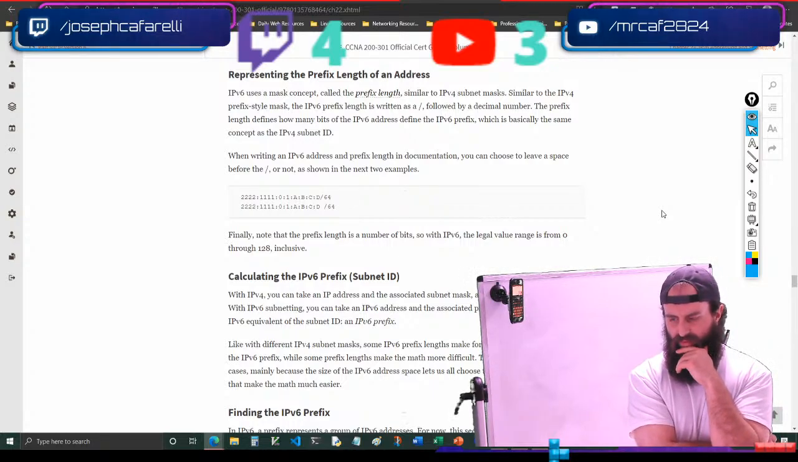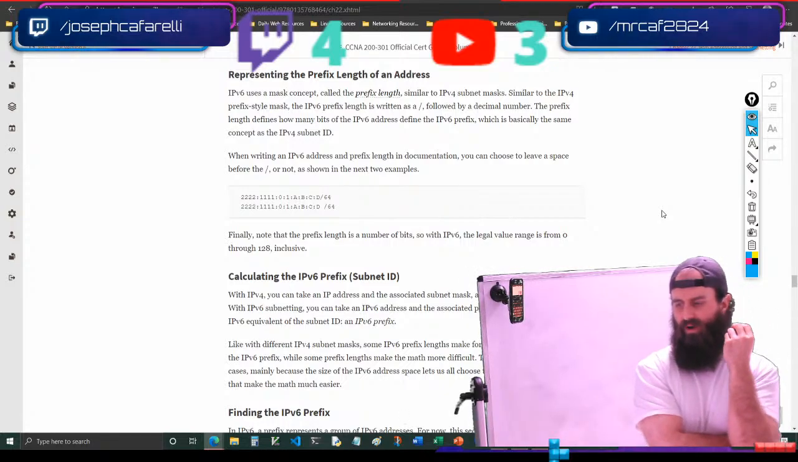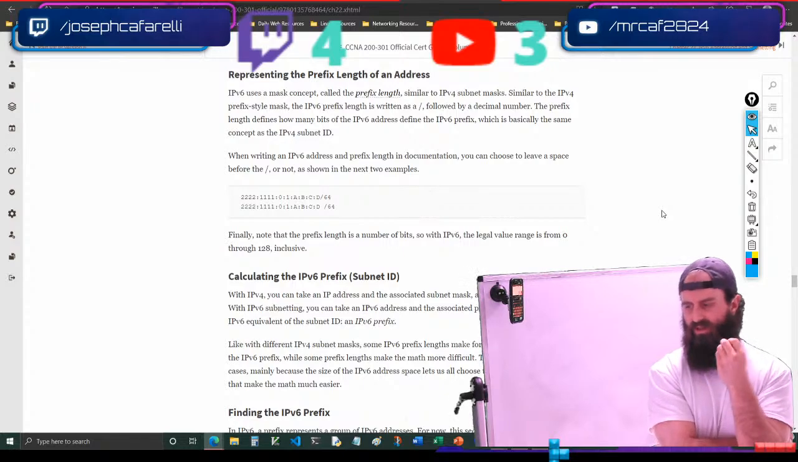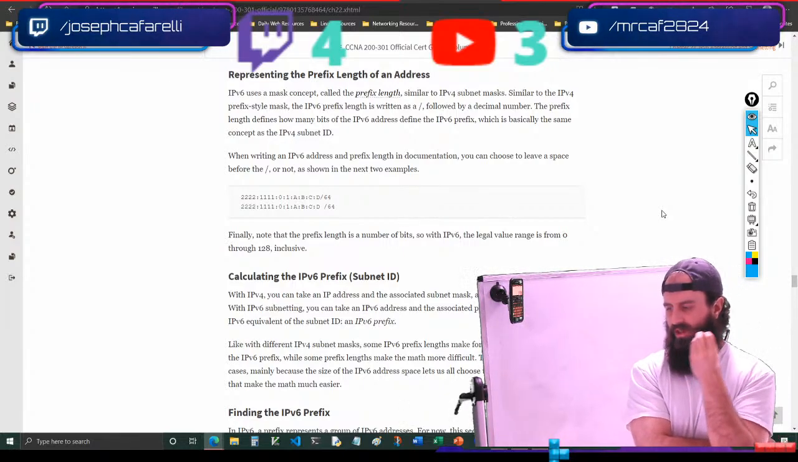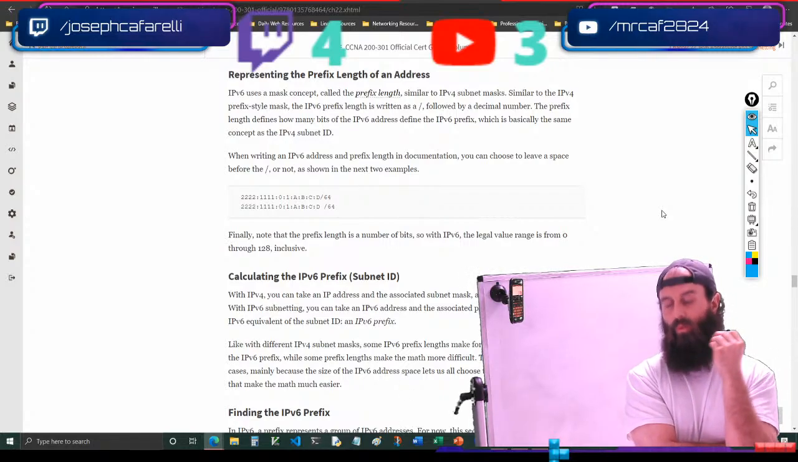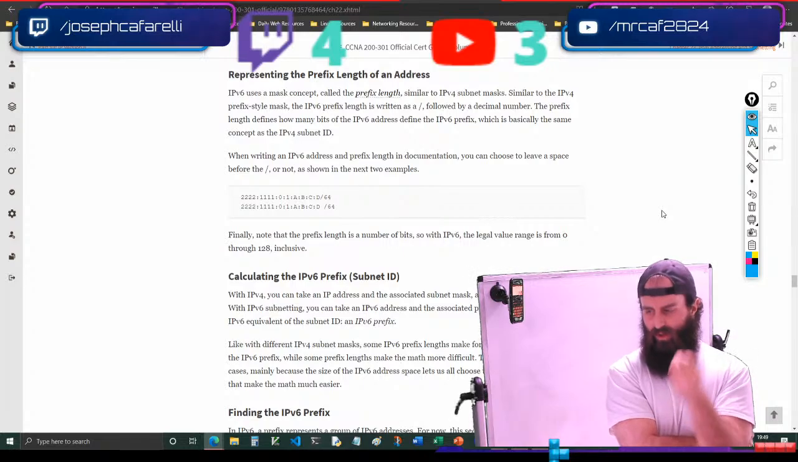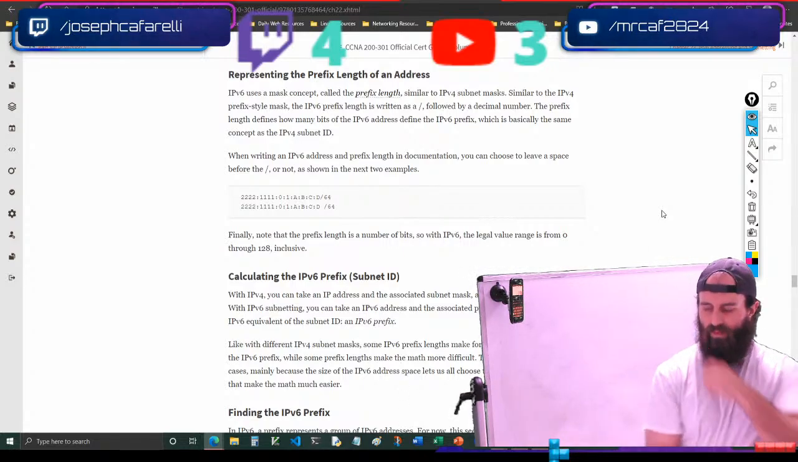Finally, note that the prefix length is a number of bits. So with IPv6, the legal value range is 0 to 128 exclusively. All right. So 0 to 128 exclusively.